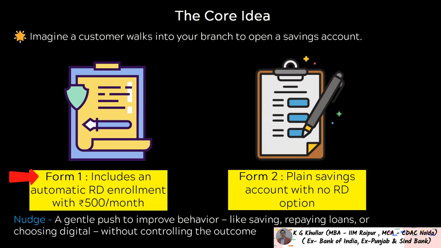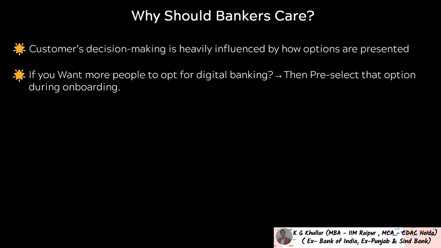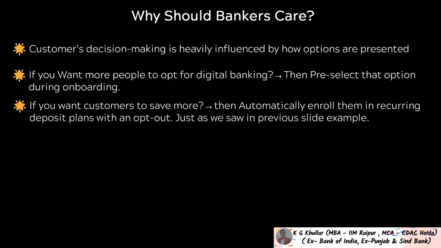And why should bankers care about this theory? This is because your customer's decision making is heavily influenced by how options are presented. If you want more people to opt for digital banking, then pre-select that option while onboarding them. Or if you want customers to save more, then automatically enroll them in recurring deposit plans with an opt-out option, just as we saw in the previous slide example.